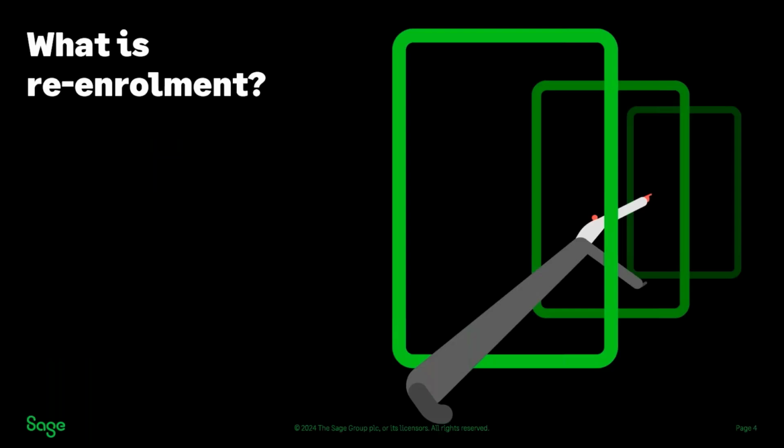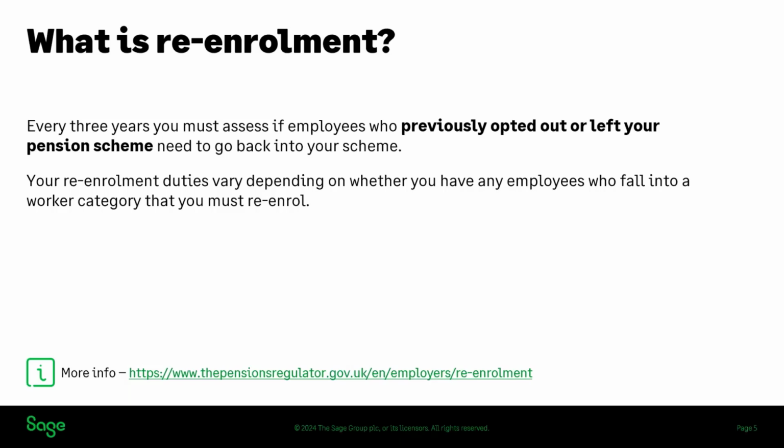So let's get things started by running through what re-enrolment actually is. Now, this is one of your ongoing employer duties, but it's not a duty you complete each time you run your payroll like most of them. This is a duty you can complete every 3 years, whereby you will need to assess if you have any employees who previously opted out or left your qualifying pension scheme, who then need to go back into that pension scheme. So it's known as cyclical re-enrolment because it's on a cycle of every 3 years.